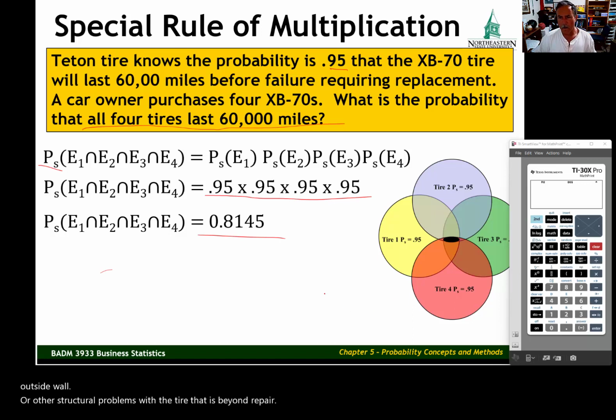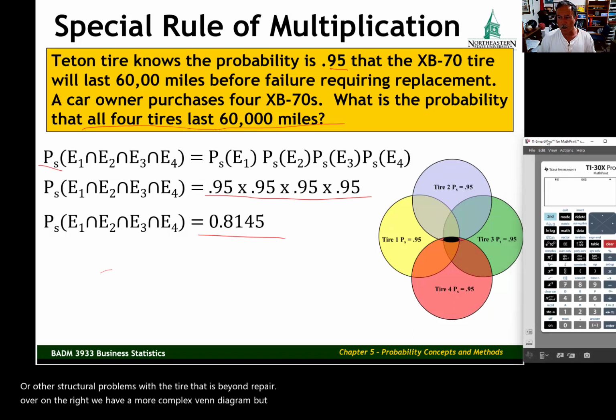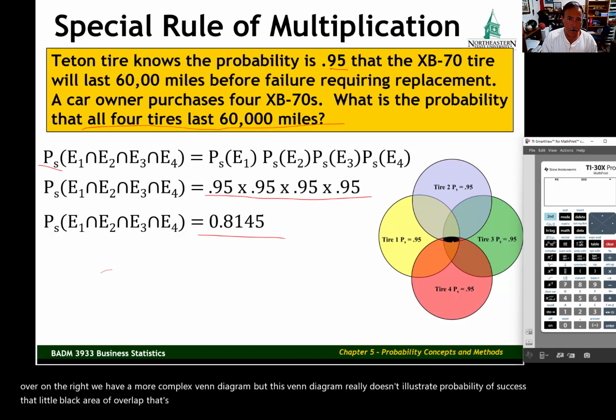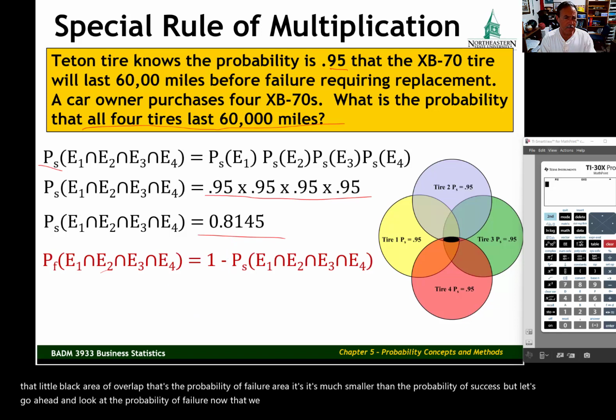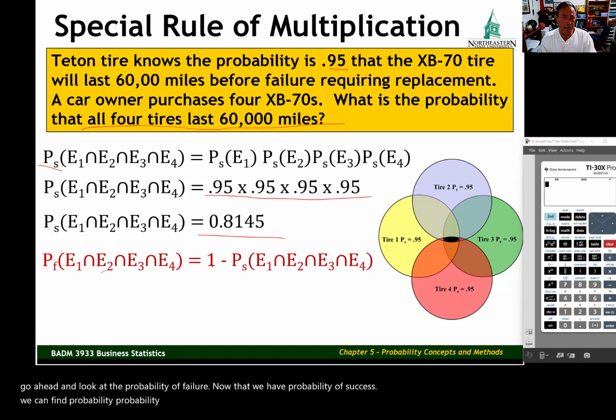Over on the right, we have a more complex Venn diagram. But this Venn diagram really doesn't illustrate probability of success. That little black area of overlap, that's the probability of failure area. It's much smaller than the probability of success. But let's go ahead and look at the probability of failure. Now that we have probability of success, we can find probability of failure by subtracting probability of success from 1. Probability of success subtracted from 1, or 1.0.